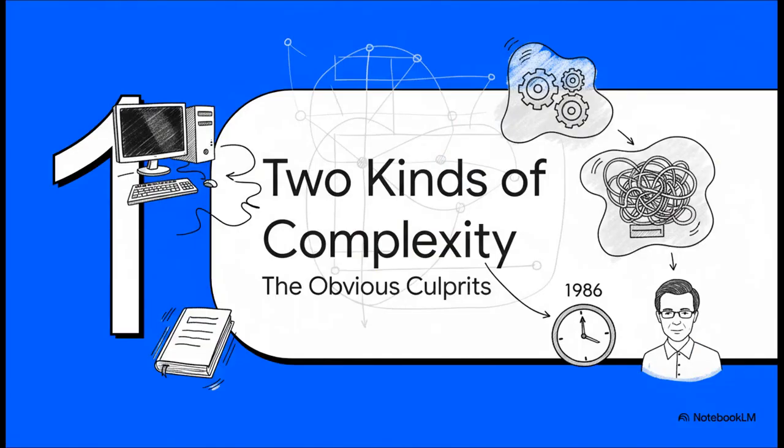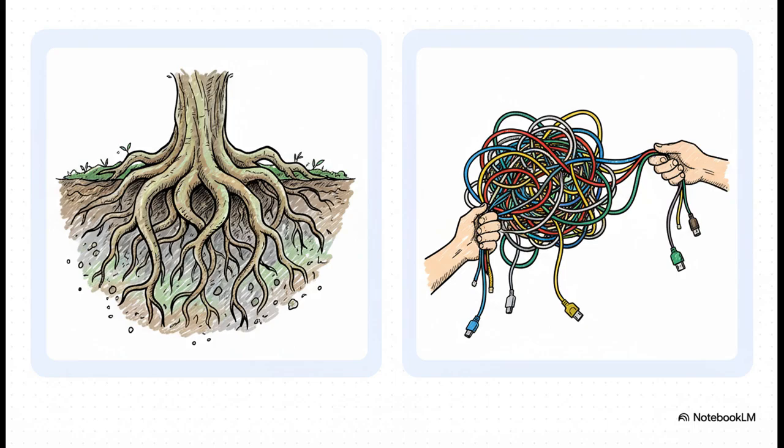So, to start unpacking this, we actually need to go all the way back to 1986. That's when the legendary computer scientist Fred Brooks gave us a really powerful way to think about this. He pointed out that software complexity really comes in two main flavors. He called them inherent complexity and accidental complexity. Inherent is the unavoidable messiness of the real-world problem you're trying to solve. And accidental, well, that's the mess we make all by ourselves through our own decisions.